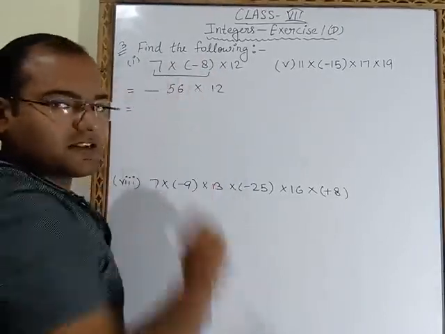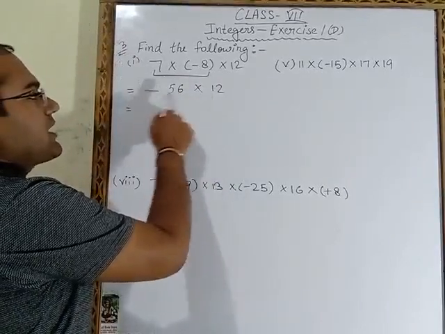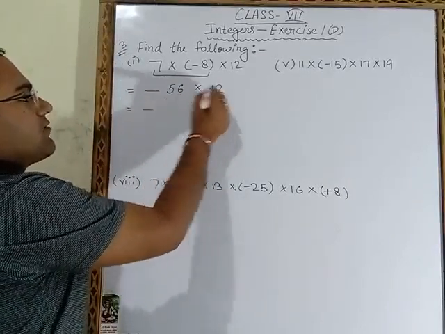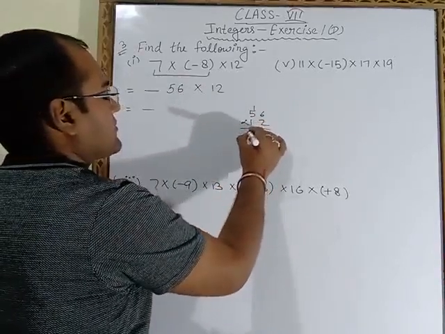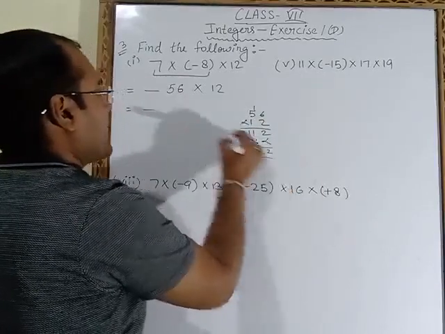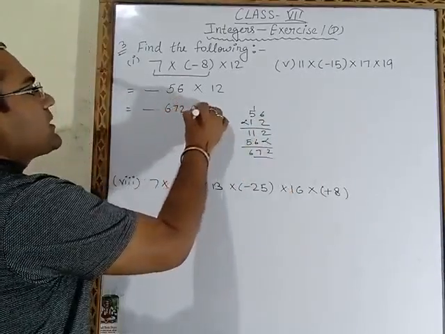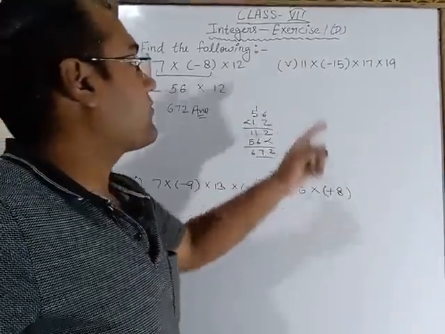Now we will multiply these 2 numbers. Minus, and here no sign is there, means plus sign. Minus plus minus. 56 multiply by 12. So the answer is 672.